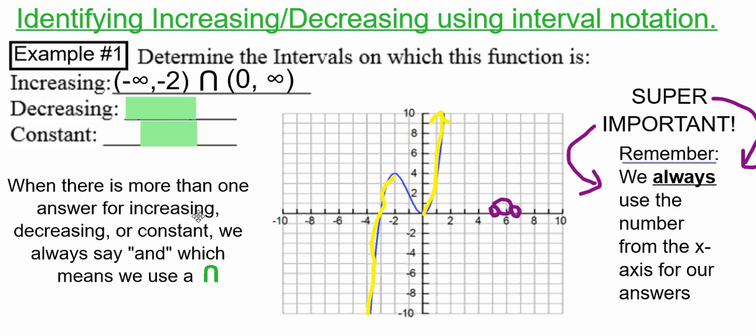So we use or when we're talking about domain or range. But with this, where is the graph? We're not talking about x anymore. We're talking about where is the graph increasing? It's increasing in two intervals, right? In the first one and in the second one. So we're always going to use and when we talk about increasing and decreasing.